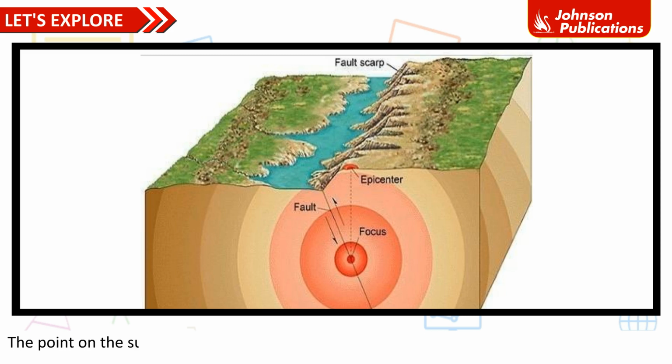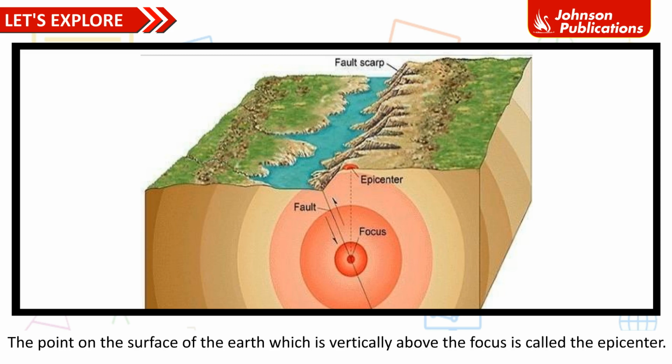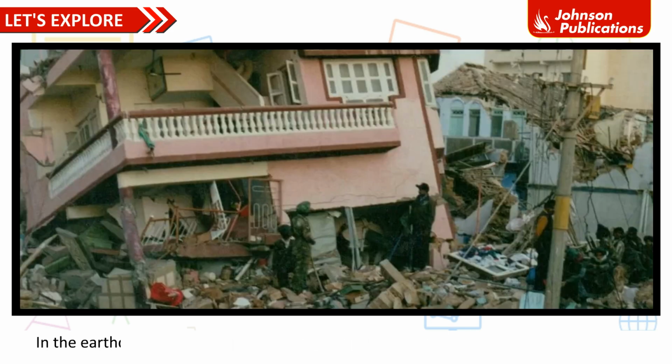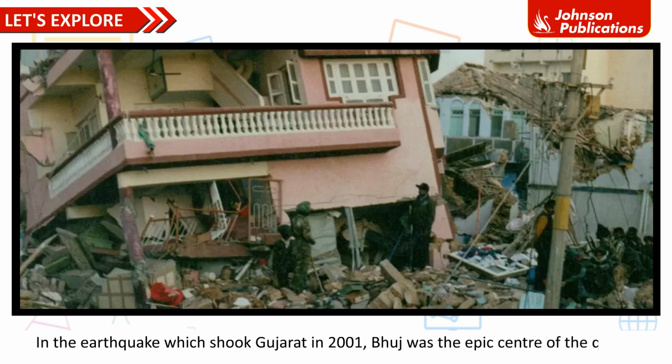The point on the surface of the Earth which is vertically above the focus is called the epicenter. It is the first place to experience the waves. In the earthquake which shook Gujarat in 2001, Bhuj was the epicenter of the quake.